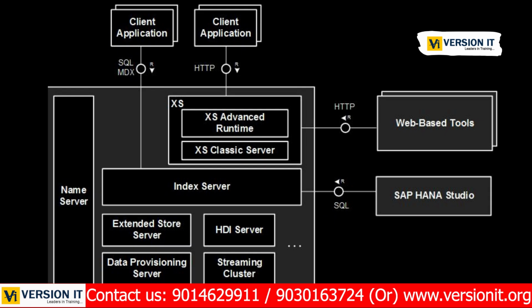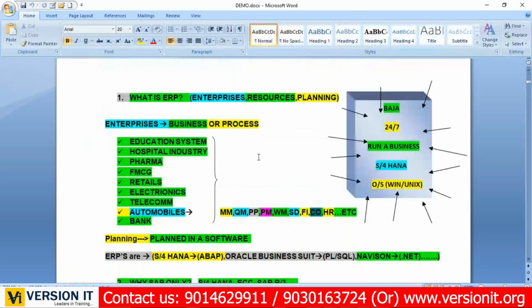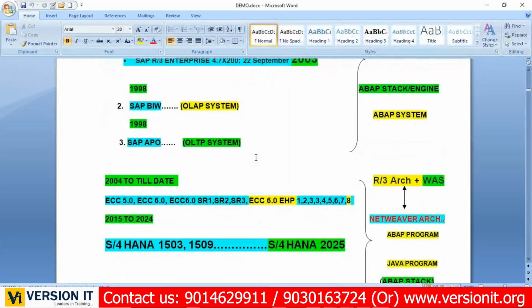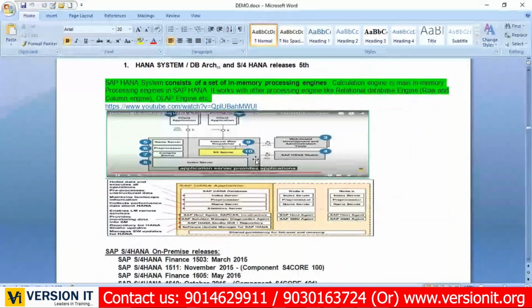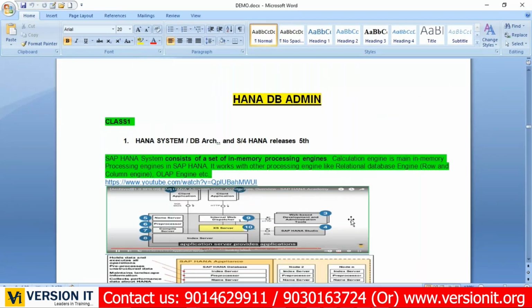So now let us write down SAP HANA. What it is, let us understand. Write down: SAP HANA system is an in-memory database which consists of a set of in-memory processing engines.